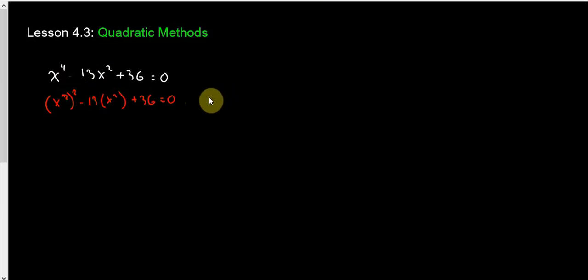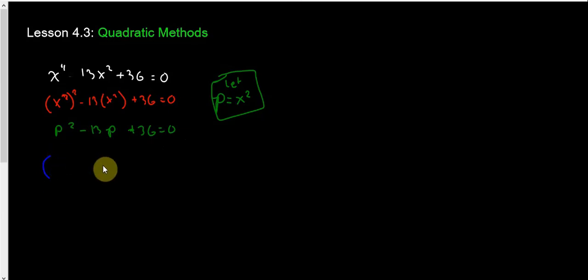Now, you don't have to do this part, but it helps people visualize it. Let's let p equal x squared, just for visual sake. You do not have to do this. We could jump into getting the answers. But if I replaced all the x squareds with p, I would have p squared minus 13p plus 36 equals 0. And you would say, well, this we can do. This is very easily factorable. We've been doing this for weeks now.